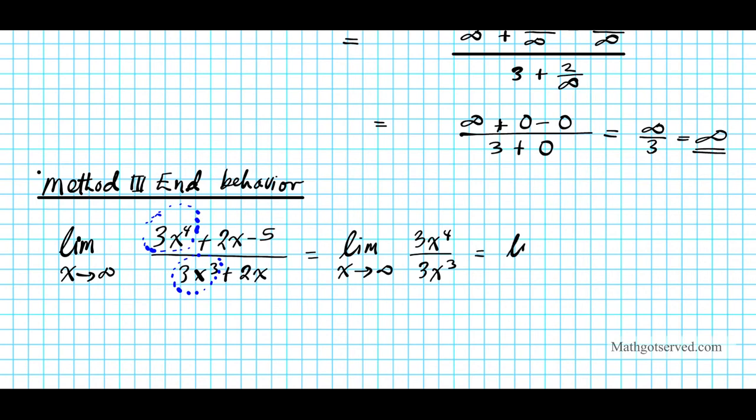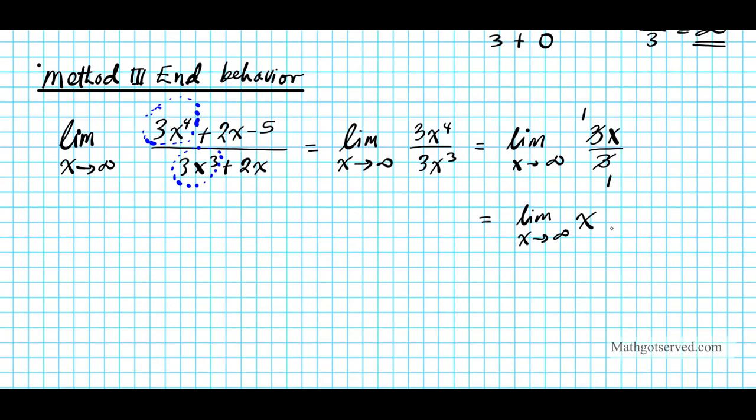This becomes the limit as x approaches infinity. You subtract the smaller from the bigger, so it's going to be 3x to the 1 is 3x over 3. You cannot reduce it any further. Oh yeah, we can divide it by 3 too. So 3 goes here 1, 3 goes here 1. So you have the limit as x approaches infinity of x. So you just plug in the infinity into the x, so your final answer is simply going to be infinity. So we see that all our three answers match.